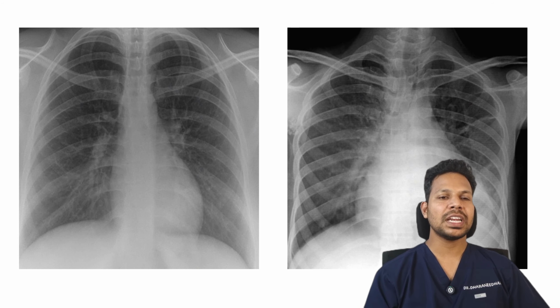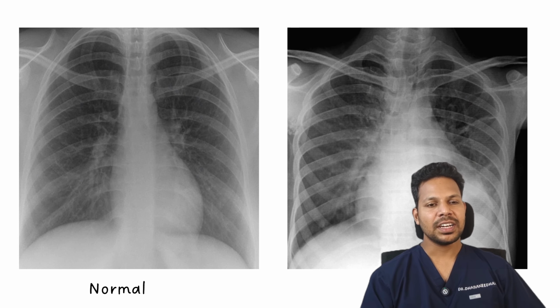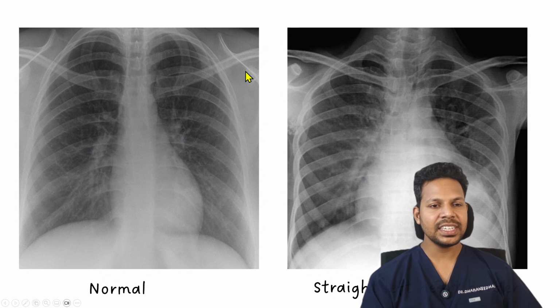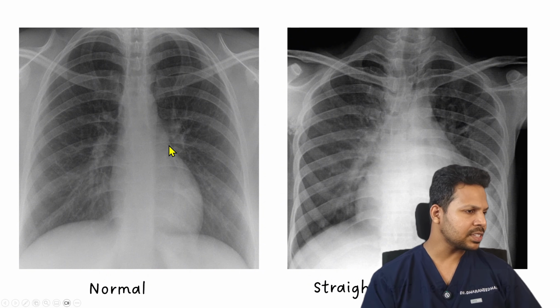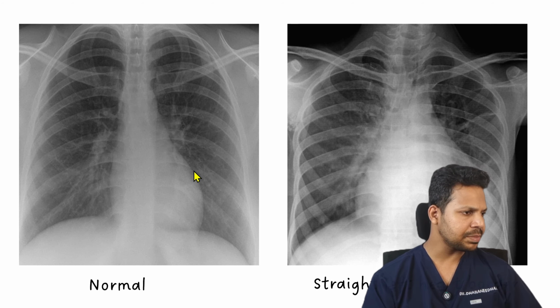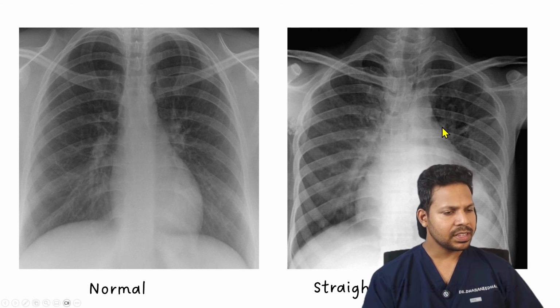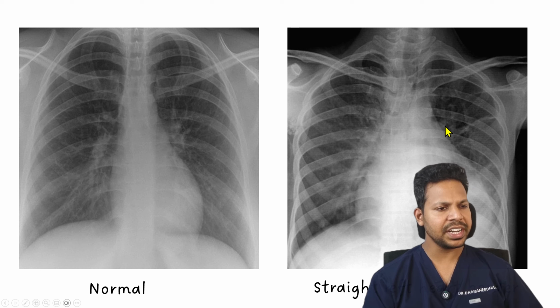So the first image on the left side is a normal image, as you can see, and when you compare the right one with the left one, you can see there is cardiomegaly, increased cardiothoracic ratio, and here is the normal. There is a concavity in the area of the left atrium here, but here the left heart border is straightened out. This straightening of the left heart border is seen in mitral stenosis because of left atrial enlargement.